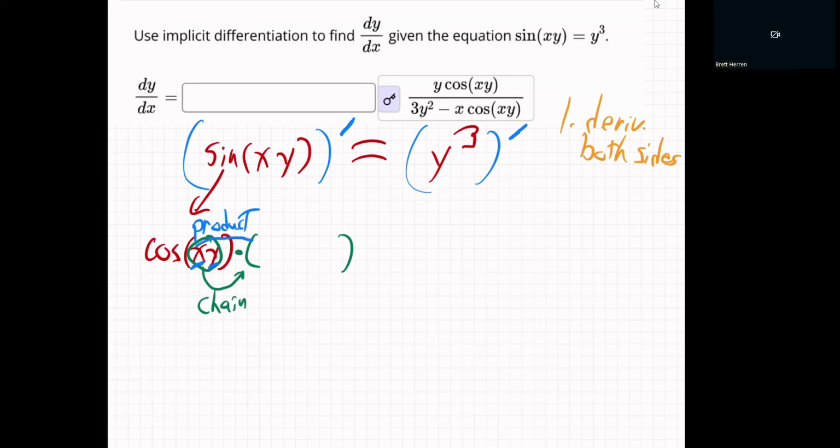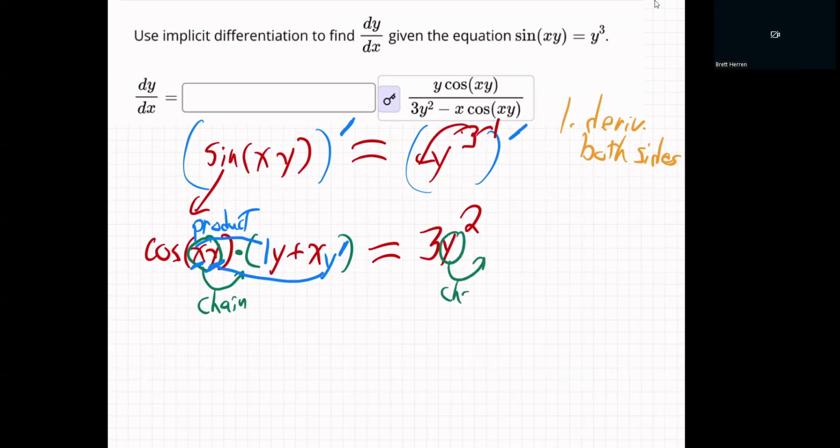Derivative of the x first is 1 times the y unchanged, plus the x unchanged times the derivative of the y, which is y prime, equals, and what happens on the other side? This 3 comes down, lower the power by 1, but again, chain rule, because the inside is not a simple x, it's a y. Chain rule says times the derivative of the inside.